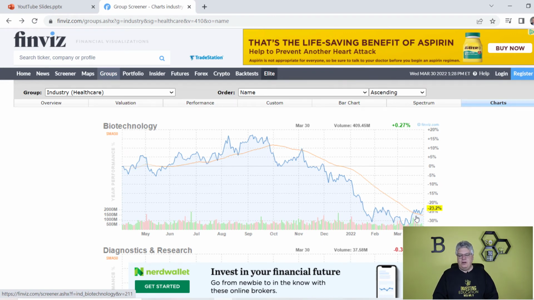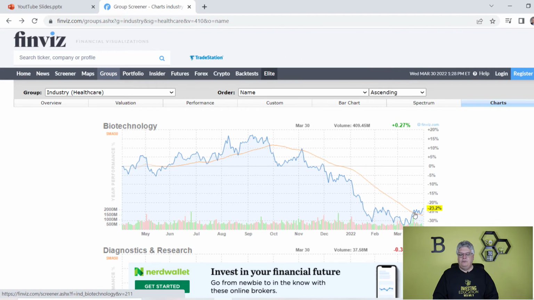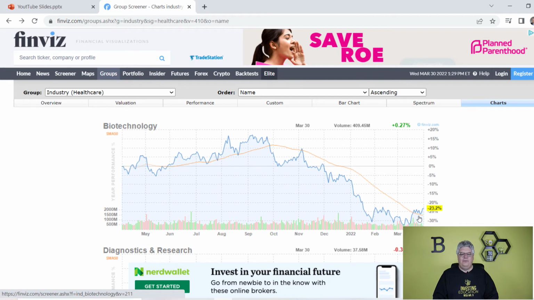By the way, you can see we're in a downtrend, but once it crosses over this moving average, that's actually a buy indicator that we're maybe looking to have a more upward trend. So if you're looking at biotech stocks, that's a good overall thing to check for the biotech industry.